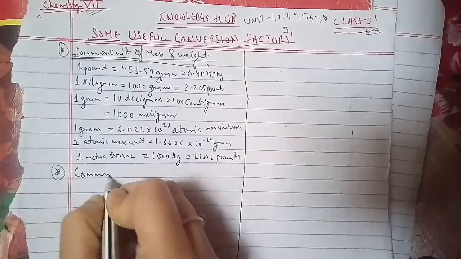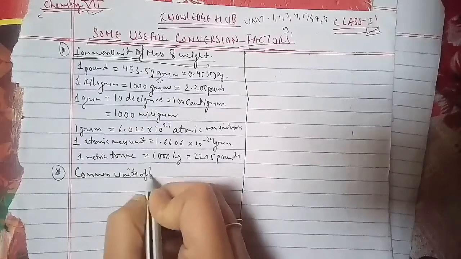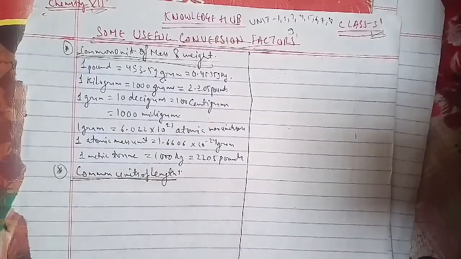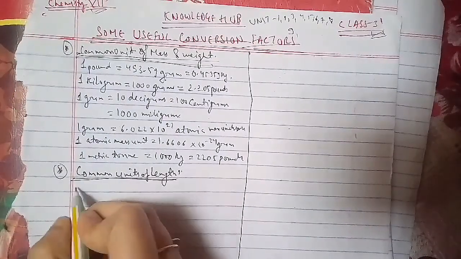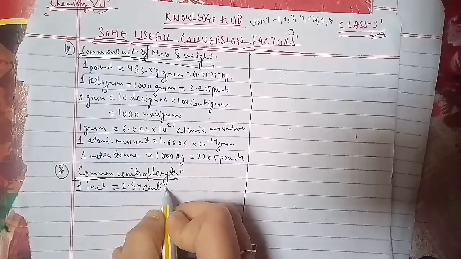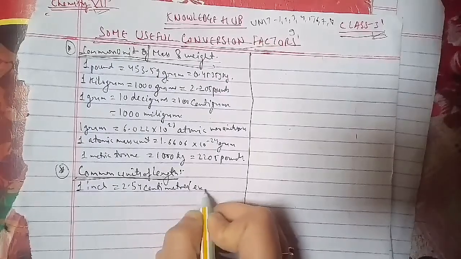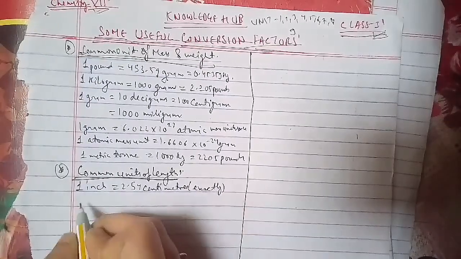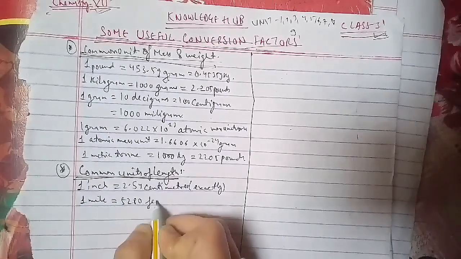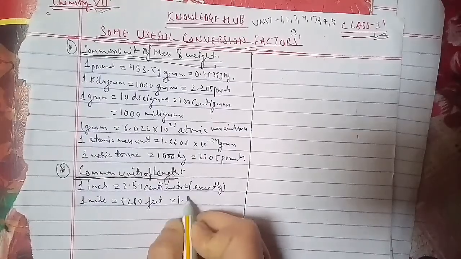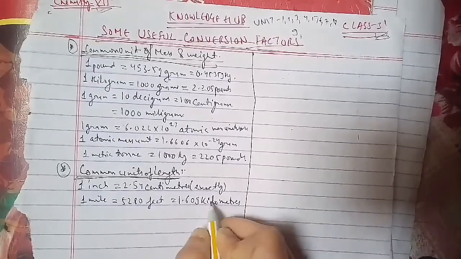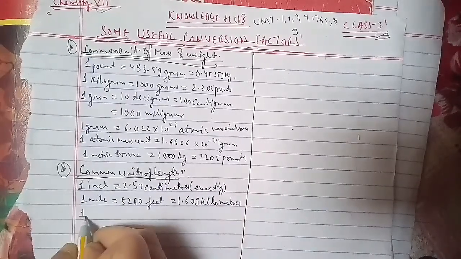1 inch equals exactly 2.54 centimeters. 1 mile equals 5280 feet, which is equal to 1.609 kilometers. 1 yard equals 36 inches, that is equal to 0.9144 meters.